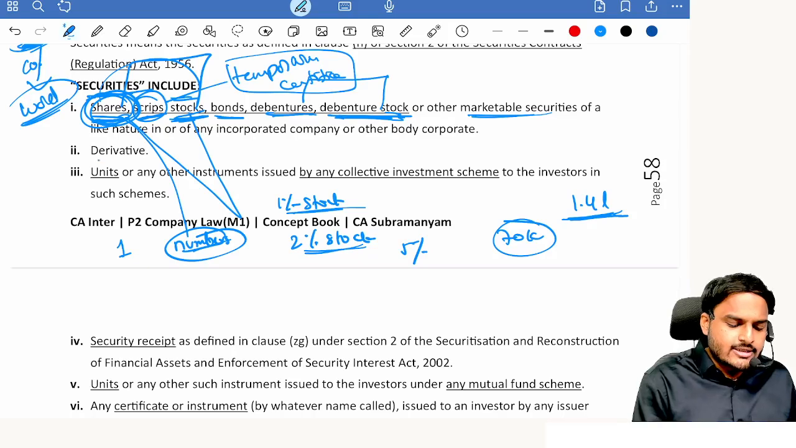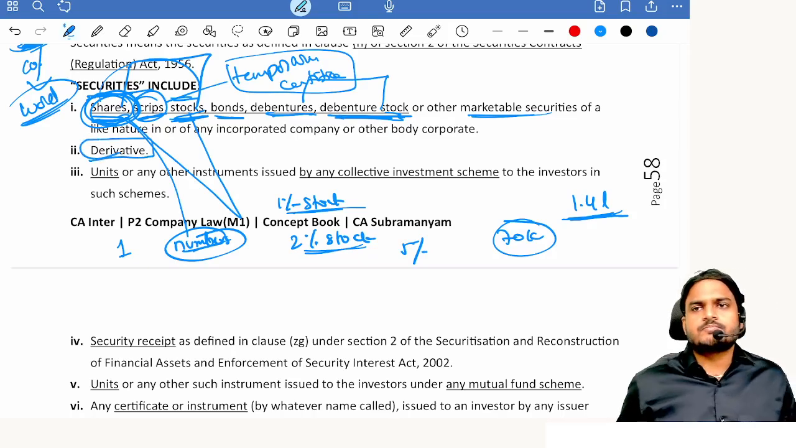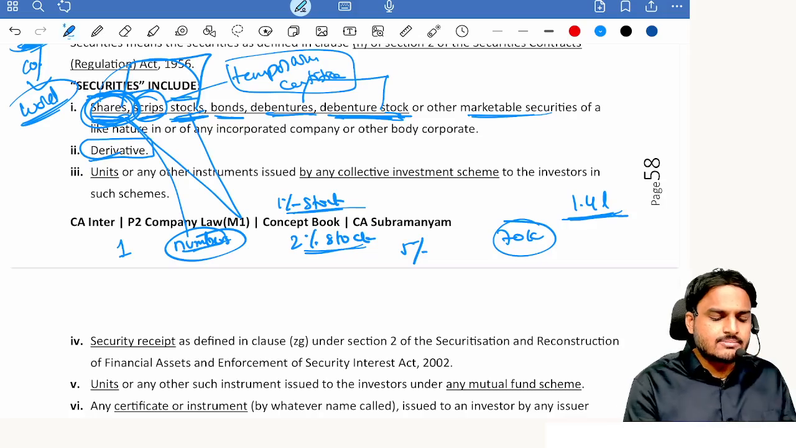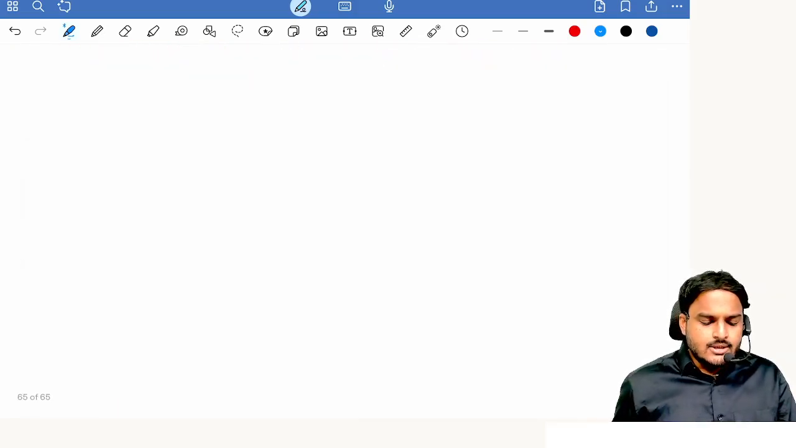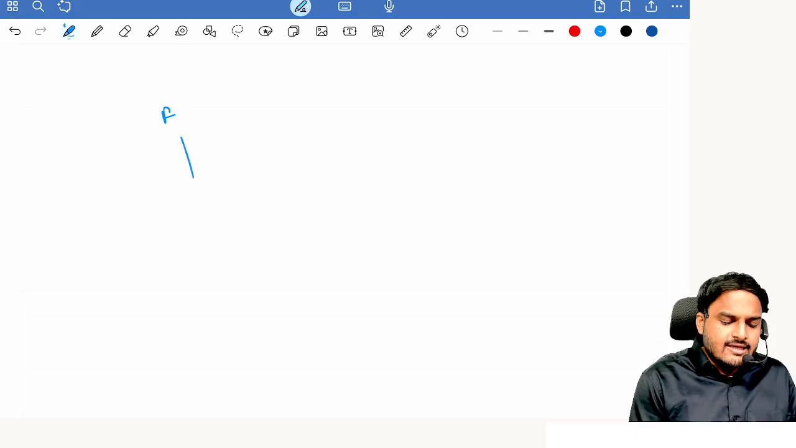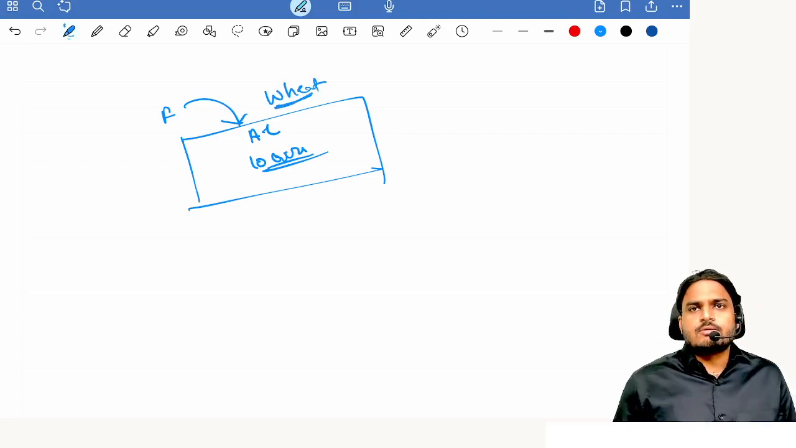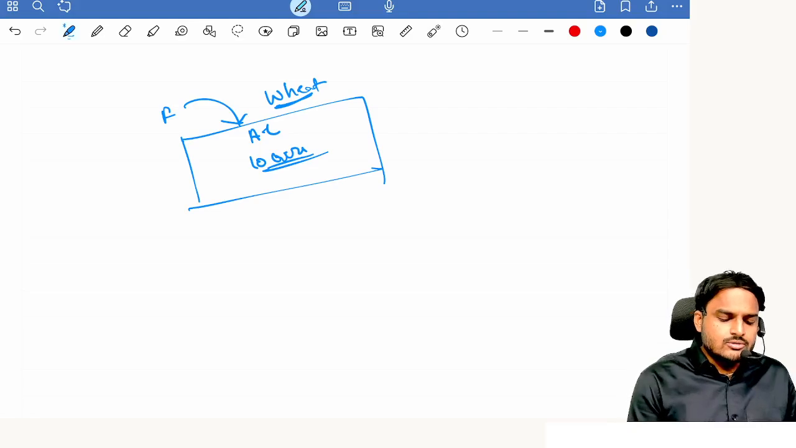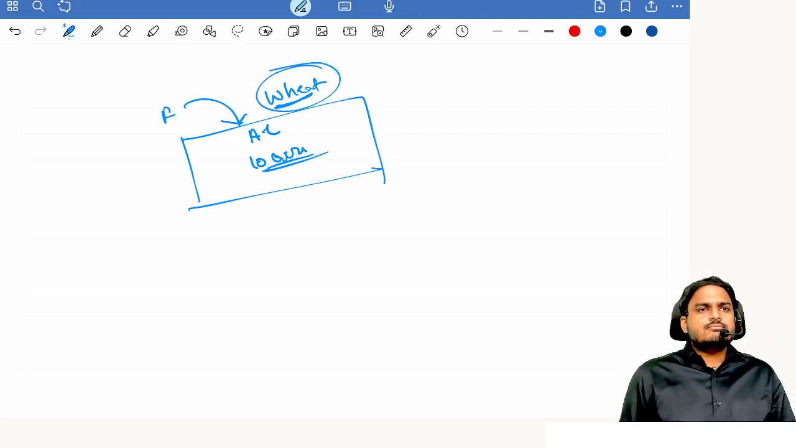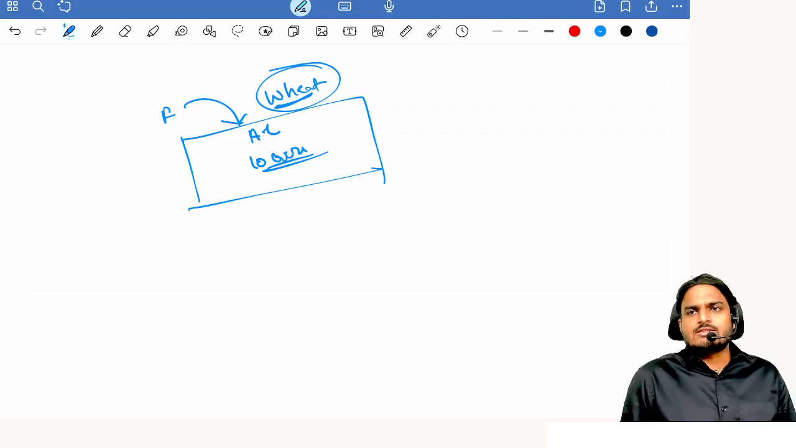Next one, come on, read the next point. Derivative. To understand this concept, just listen to the example. Suppose a farmer is there. He has 10 acres of agricultural land, and that year he cultivated the crop wheat, for example. Do you think it is a one-day activity? Definitely it will take months.